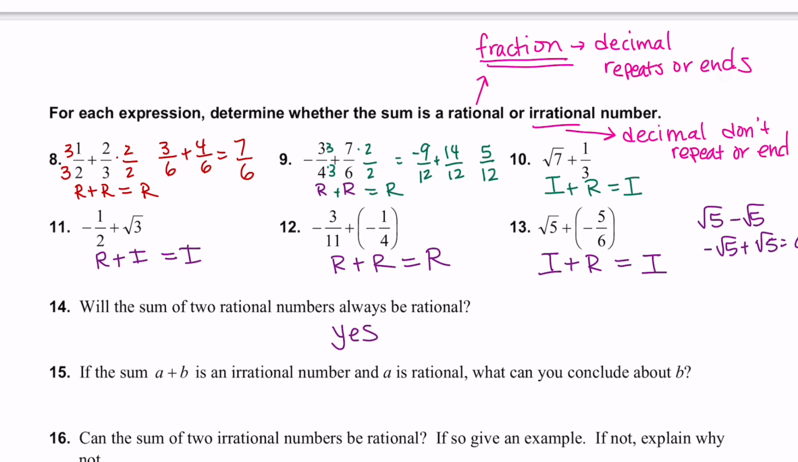If the sum a plus b is an irrational number and a is a rational number, what do you have to conclude about b? Well, a rational plus a rational is a rational. So since it equals an irrational number, b has to be irrational.